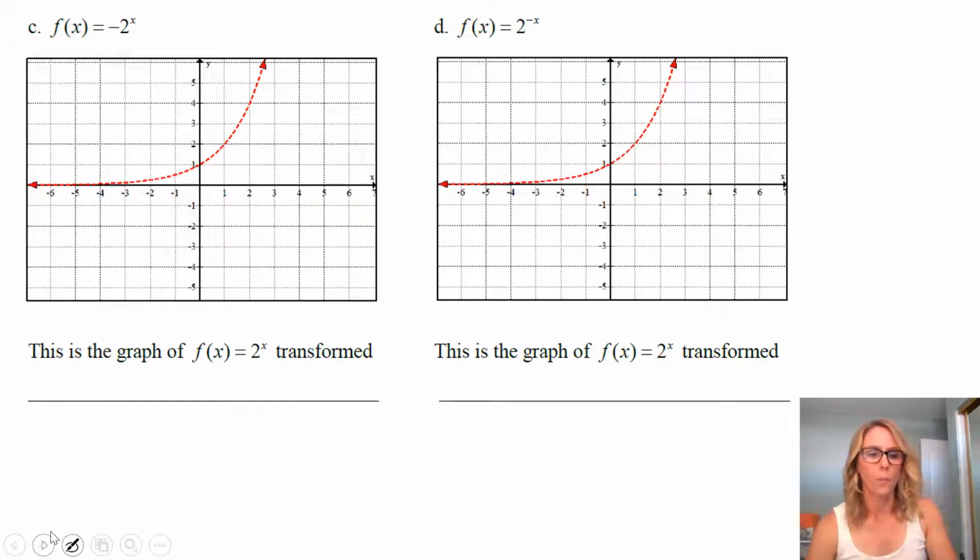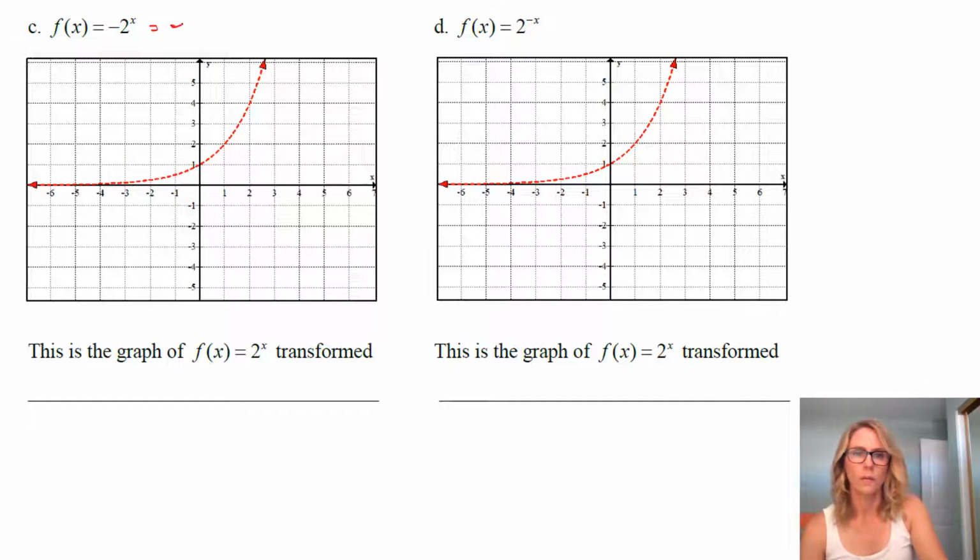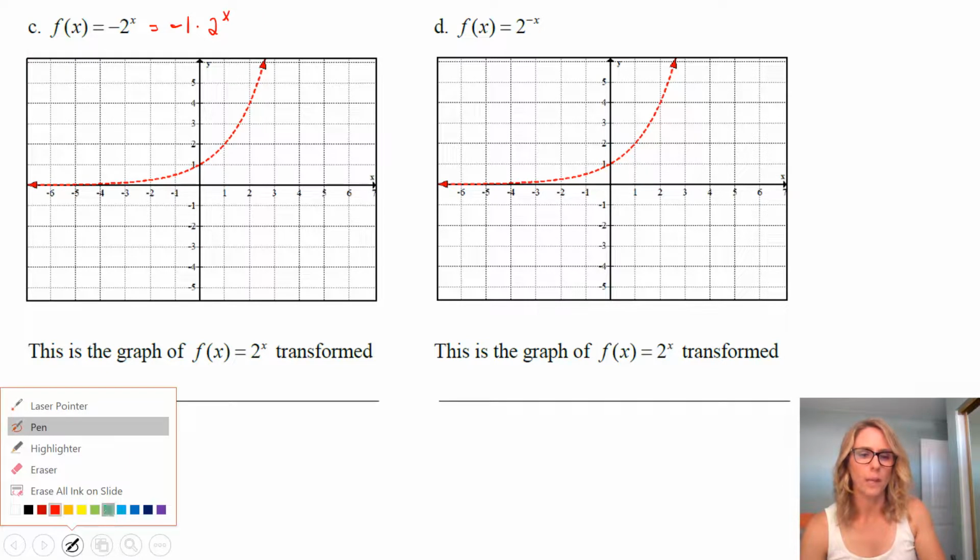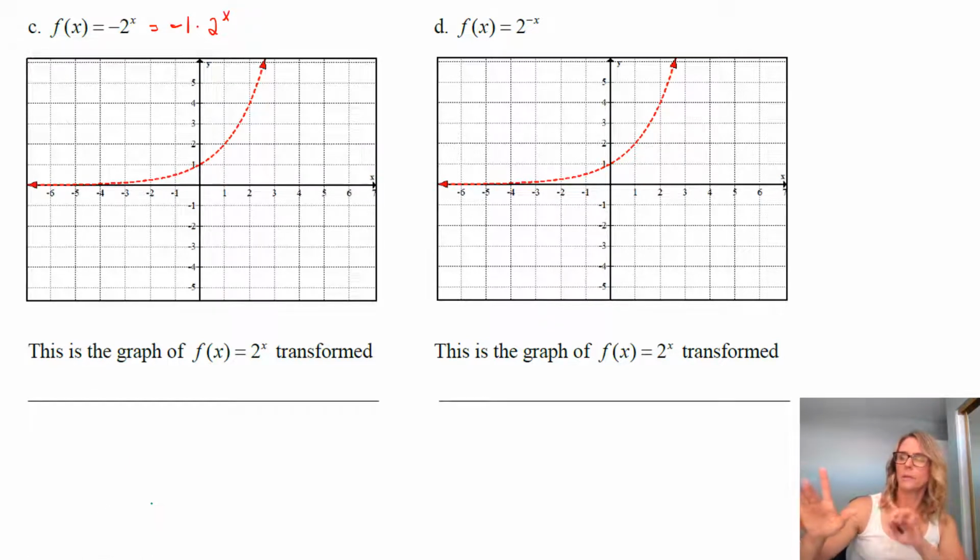So a couple more of these. We've got negative 2 to the x, so this is a transformation as well. You can think of it as negative 1 times 2 to the x. That might give you a hint of what's happening because we're doing the 2 to the x and then multiplying it by negative 1. So it's taking every y value that you're getting once you plug in x, and making it negative.